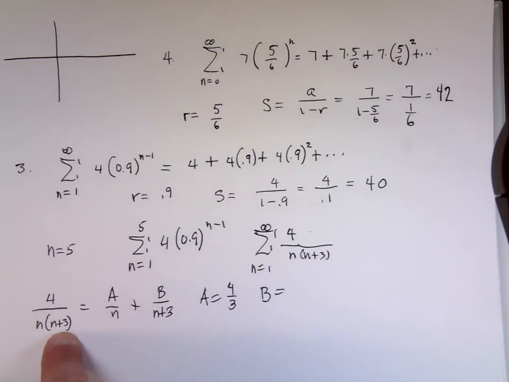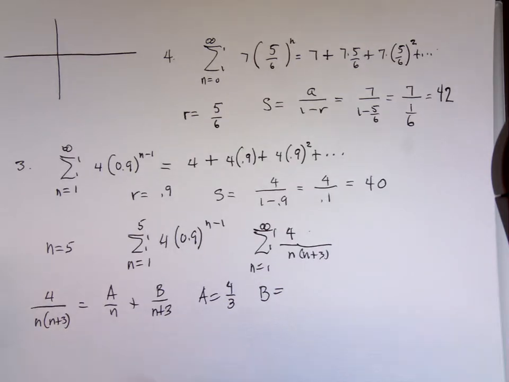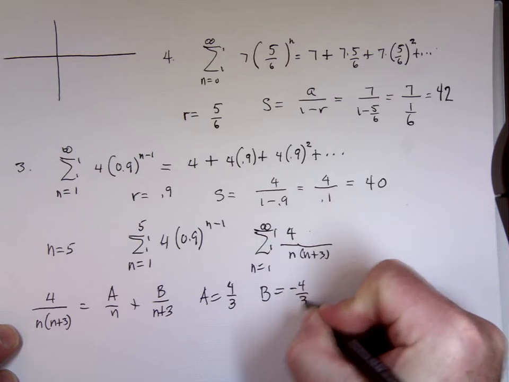Solve for B: multiply by n plus 3, let n equal -3. You get -4/3.